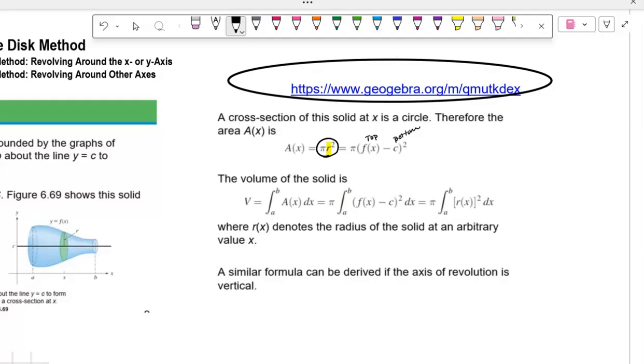To find the volume of a solid, we're going to be integrating from a to b. We've got pi, that's a number, so we move it to the outside, and then you've got your radius right here, top minus bottom, squared, dx. So again, pi r squared dx that we're integrating from a to b.